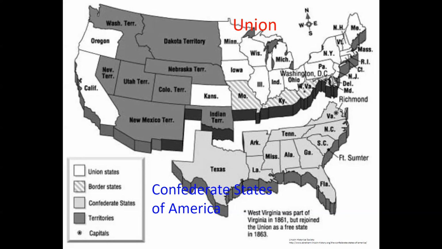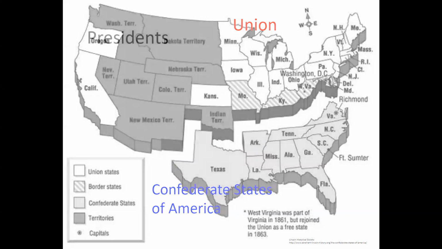We're going to see battles take place, and then eventually the South losing, and we see a reconstruction of the South, making sure that they are rewriting and changing their constitutions to be let back into the Union, which we now call the United States of America.